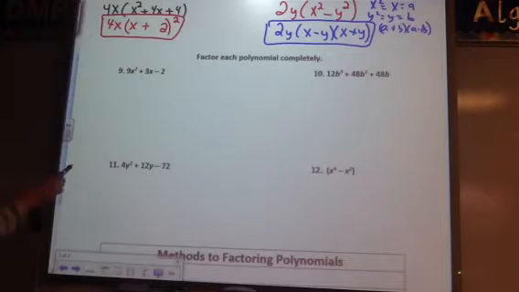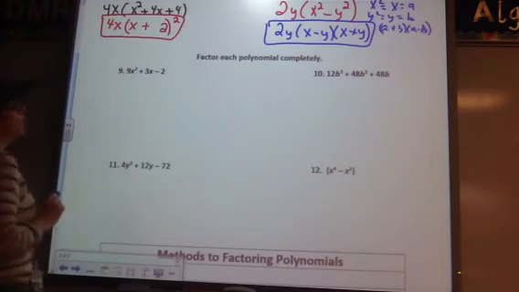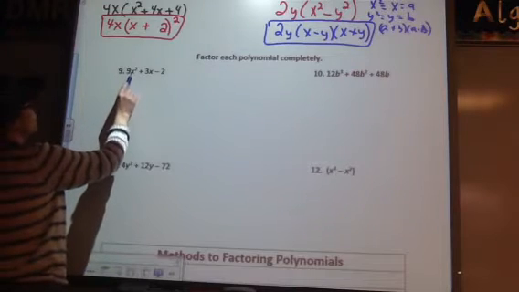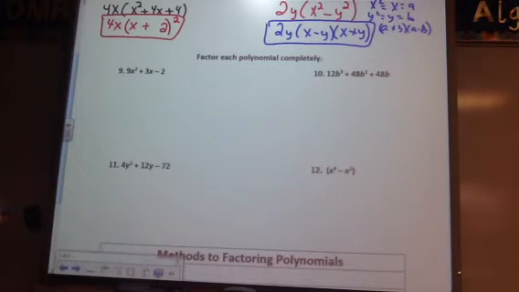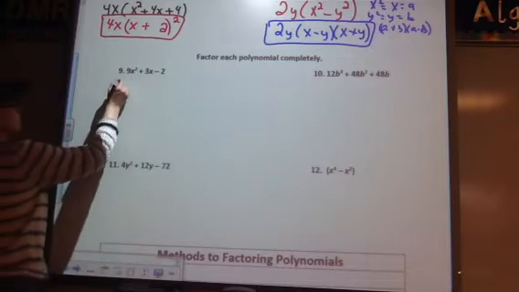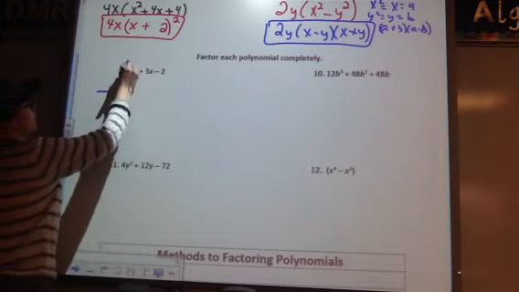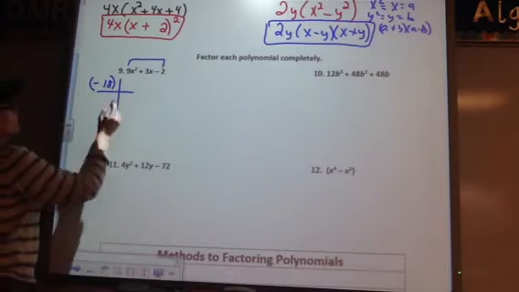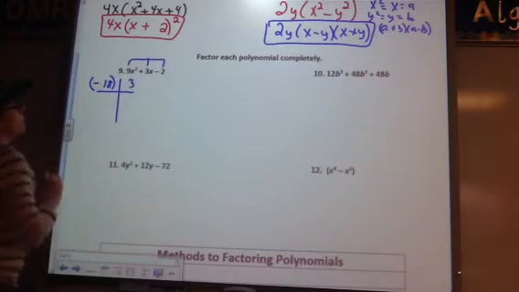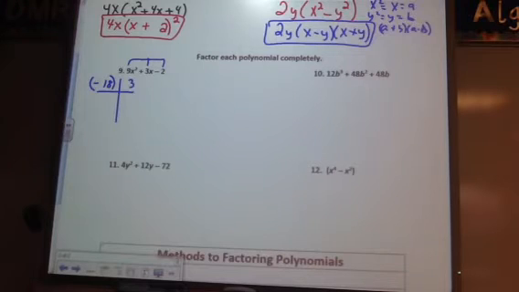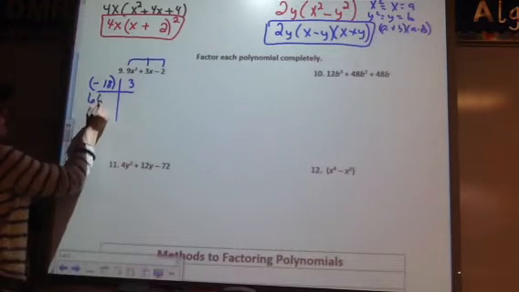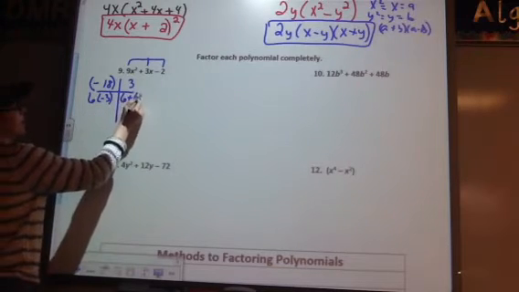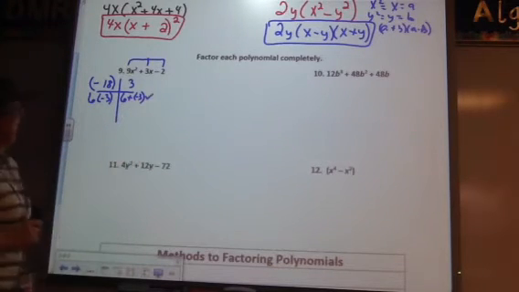Okay, do we have a greatest common factor? We do not. Do we have a perfect square? Well, 9x squared is perfect, but 2 is not. So, we need to do our t-chart. So, when you multiply, you need negative 18. And when you add, you need a positive 3. Okay? So, I can take 6 times a negative 3 and get negative 18. 6 plus a negative 3 and get a positive 3.